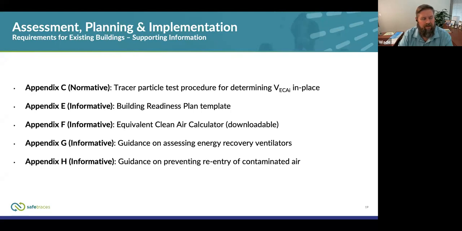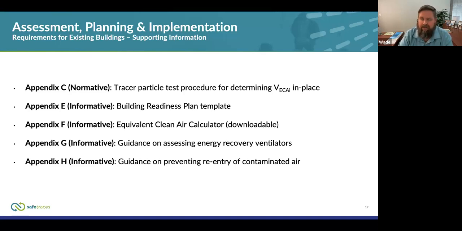Oh, sorry, I apologize. Cut myself short. There's a lot of different appendices that came along with our section. Appendix C, the tracer particle test procedure, that's what Phil is going to dig into. The building readiness plan, we have a template. The equivalent clean air calculator, we're actually going to use that to show in our examples later on.